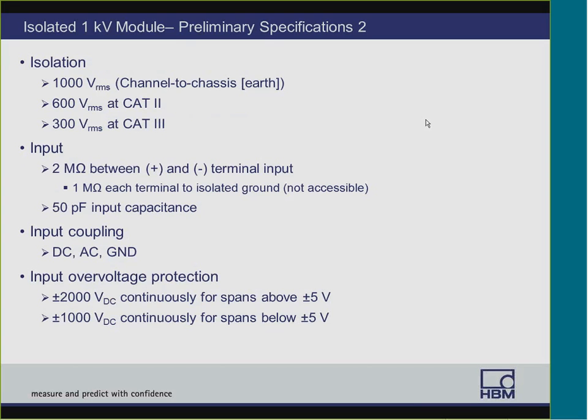The isolation of the module, you've got 1,000 volt RMS from channel to chassis, 600 volt RMS isolation at Cat 2, and 300 volt RMS isolation at Cat 3. I will be sending everyone this presentation, so I'm not going to read all the nitty-gritty specifications to you.